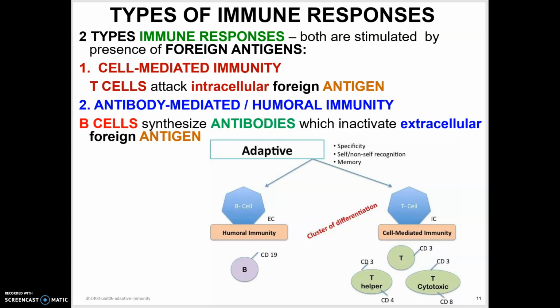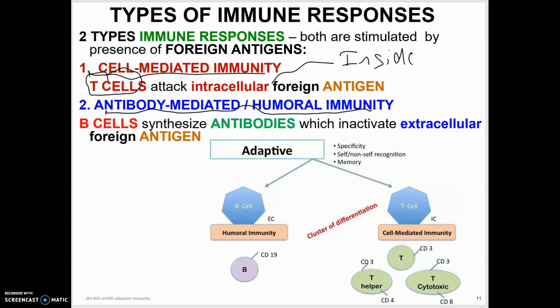Okay, so for our specific immunity or acquired immunity, we're going to have two immune responses. First, we're going to have our cell-mediated responses. Our cell-mediated responses or cell-mediated immunity are going to involve our T cells, okay? And they're going to attack intracellular foreign antigens. So intracellular foreign antigens means stuff that is inside cells, okay? The second response we're going to have is our antibody-mediated or our humoral immunity.